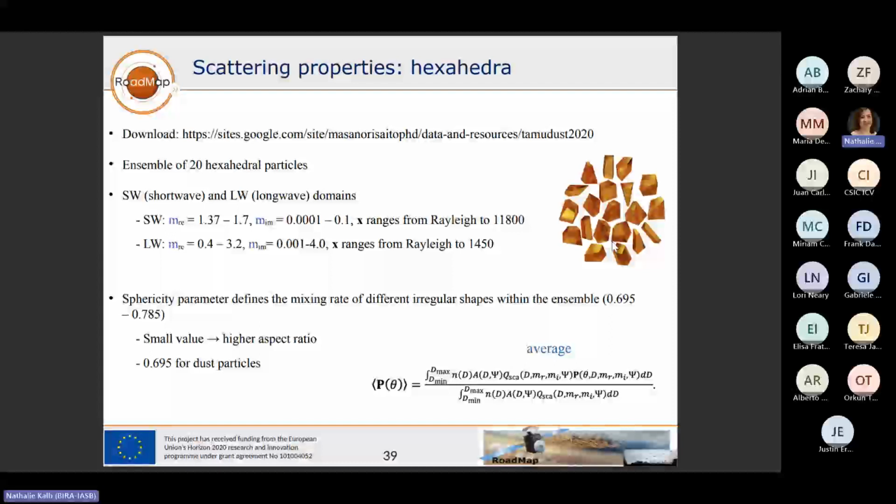So if you are putting it very low, the 0.695 means that the particles within the ensemble are very, very irregular. And then again, if you put it high, then these are more regular particles. In general, the authors of the database, the developers, recommend using the smallest value for dust particles because dust particles are very irregular. But you can also play with this parameter.